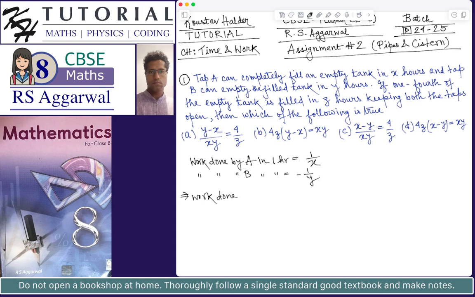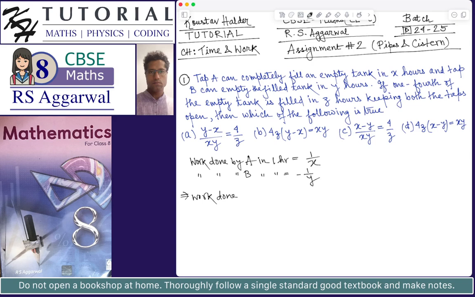Now work done by A in 1 hour equals 1 by X also means that in 1 hour 1 by X fraction of the tank is filled up by A alone, and the work done by B in 1 hour is equal to 1 by Y also means that in 1 hour the tap B alone can empty 1 by Y part of the tank.